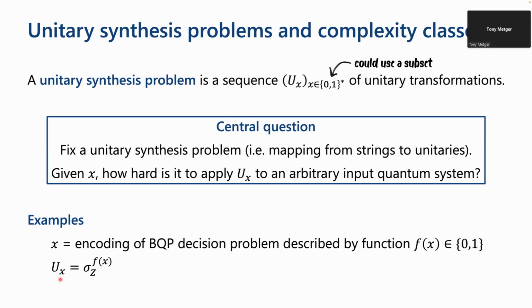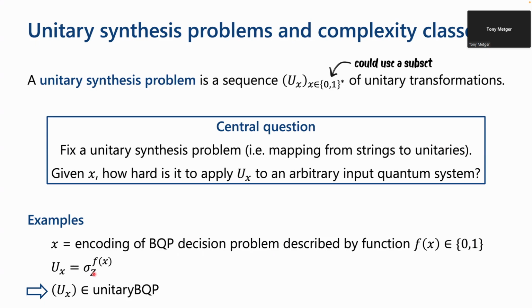We can also ask how we can embed decision problems into this. It should be a superset of decision problems, right? So for example, if X is an encoding of a BQP decision problem described by some function f of X, which outputs a bit, then I could define my corresponding unitary U of X as a phase flip. I apply a phase flip if f of X is 1, and I don't apply one if f of X is 0. This is also in unitary BQP, right?